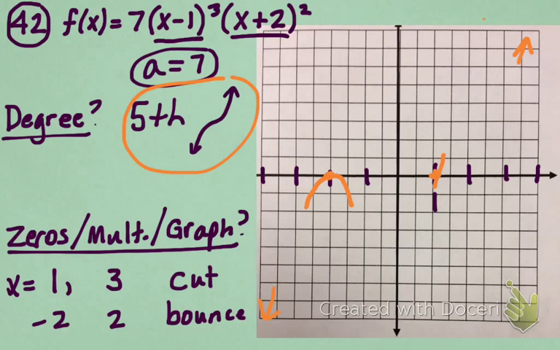And to get your y-intercept, you just need to know what f of 0 is. And for this problem, f of 0 would be 7 times negative 1, because negative 1 to the third would still be negative 1, times 2 squared, which would be 4. So it would happen at negative 28.